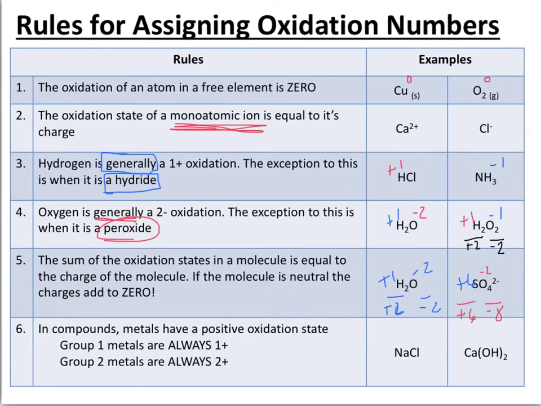All right. And then number 6, in compounds, metals have a positive oxidation state. This is true all the time. Metals are not going to have a negative oxidation state. And then your group 1 metals are always +1. Your group 2 metals are always +2. So I can go over here. I know sodium's in group 1, so I know it's going to be +1. I know calcium is +2 because it's in group number 2. And that's always going to be the case, guys. Simple, simple, simple. All right?